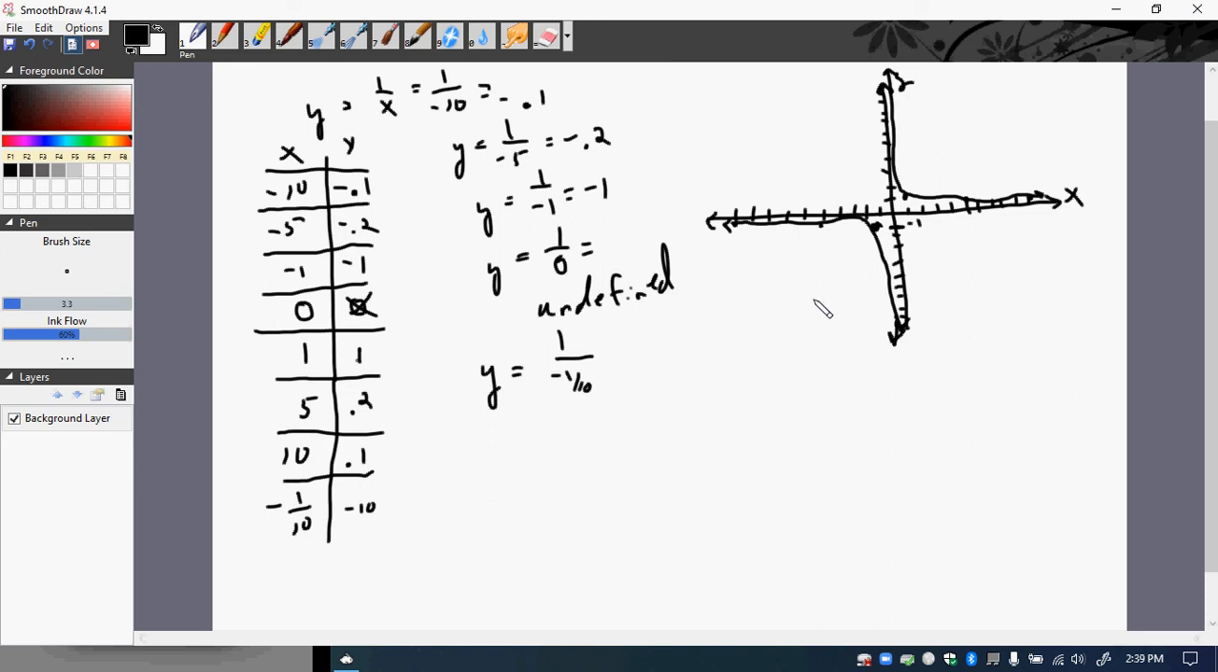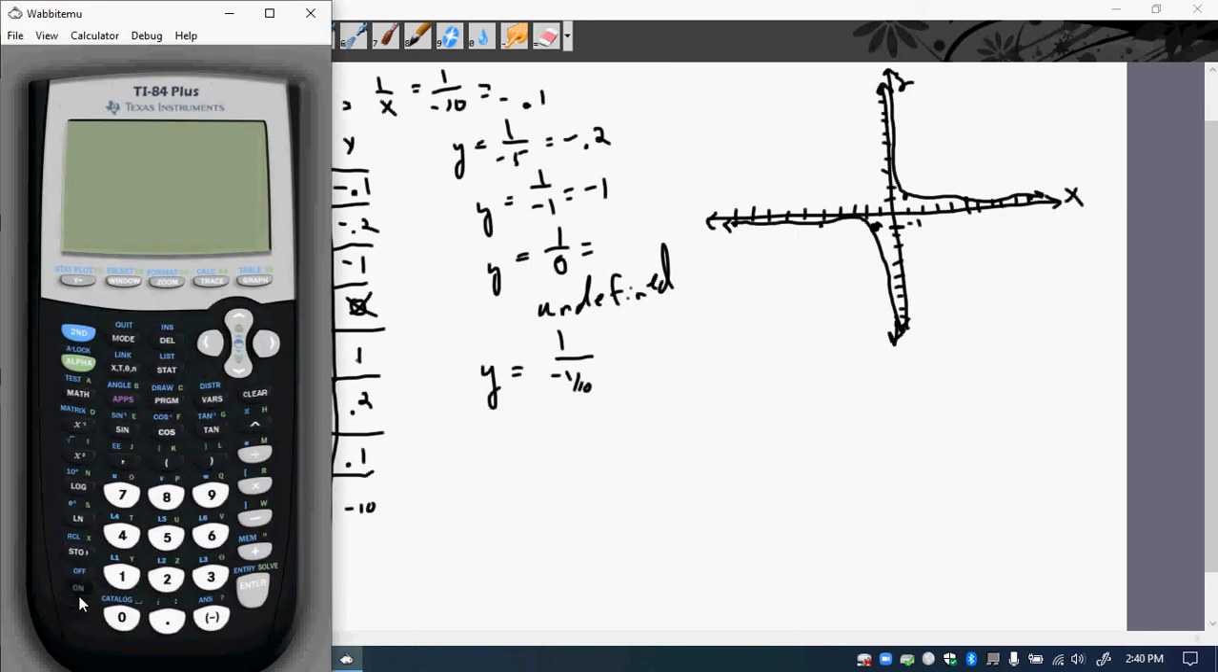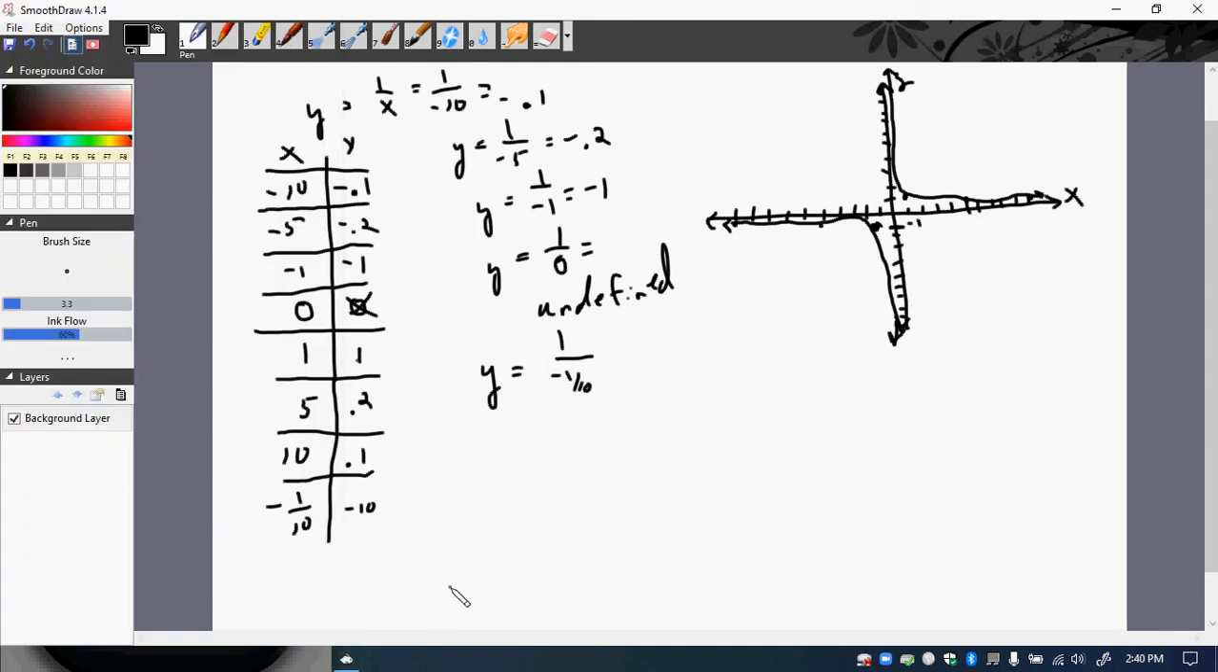And so it's nice to have graph paper, but I don't have graph paper on my smooth draw. So please do the best you can on plotting as many points as possible so that you get a decent curve. So this is pretty much matching to my graph that I see here, because 1 divided by x gives me this type of curve. So one of the questions that we like to know is what is the domain and the range.